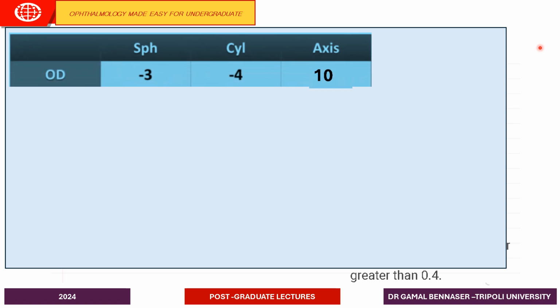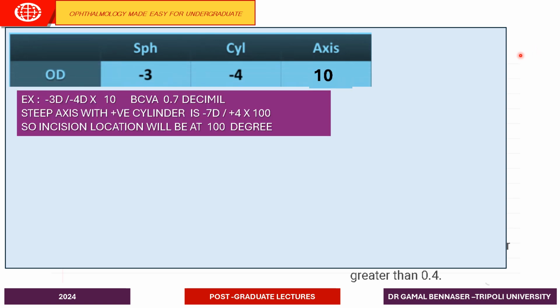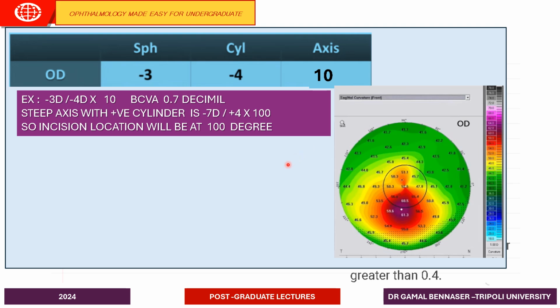Now, this is the refraction of one patient. This is the refraction with negative cylinder. We have to transpose it to the plus cylinder, because to determine the steep meridian, we have to convert to the plus astigmatism. So the axis here will be 100 degrees. This is the clinical axis of this patient.